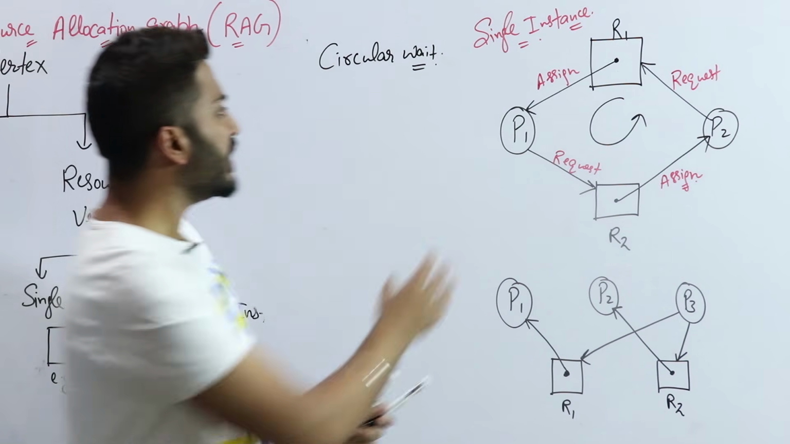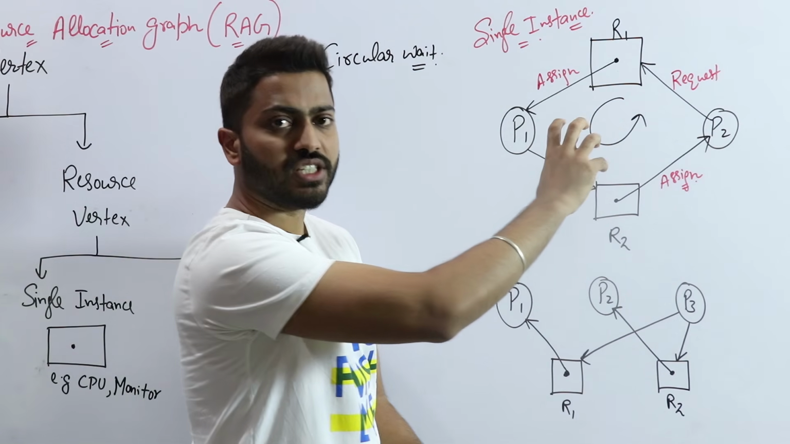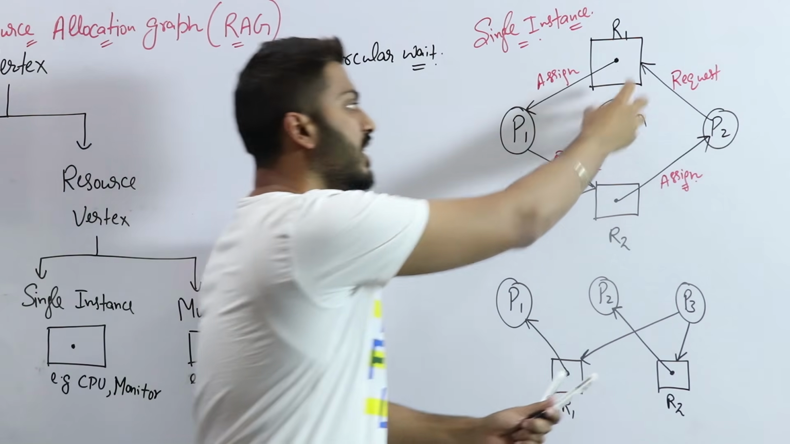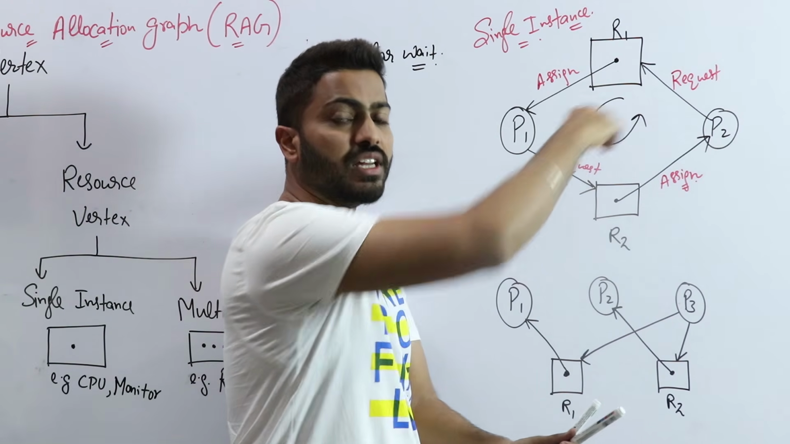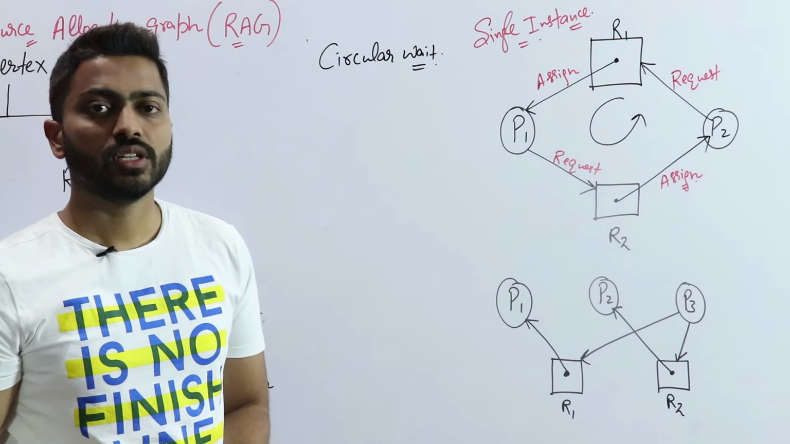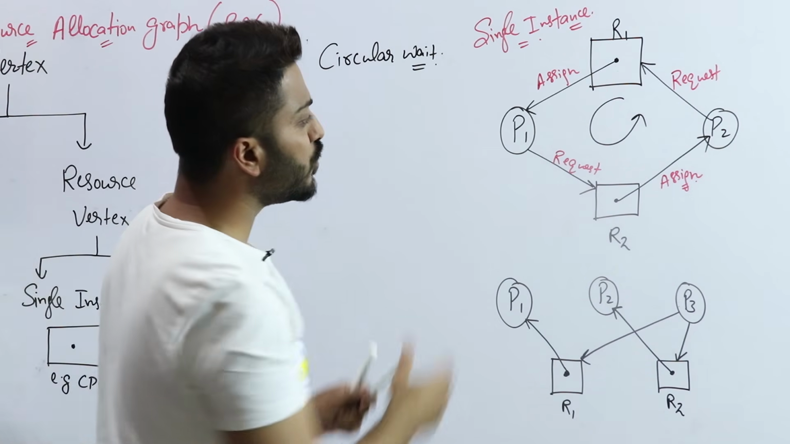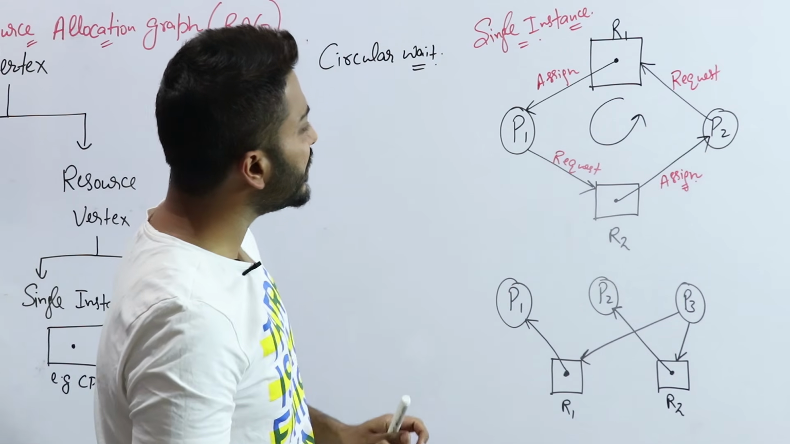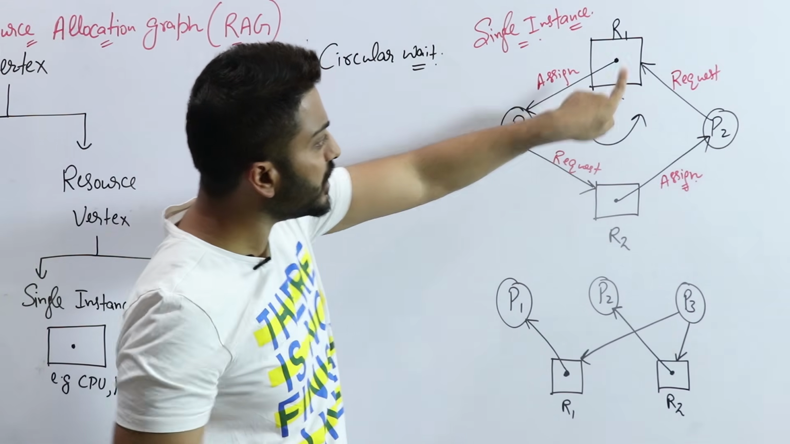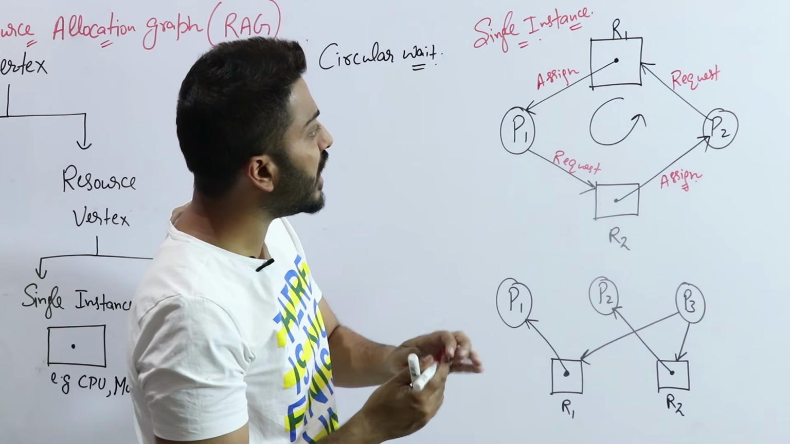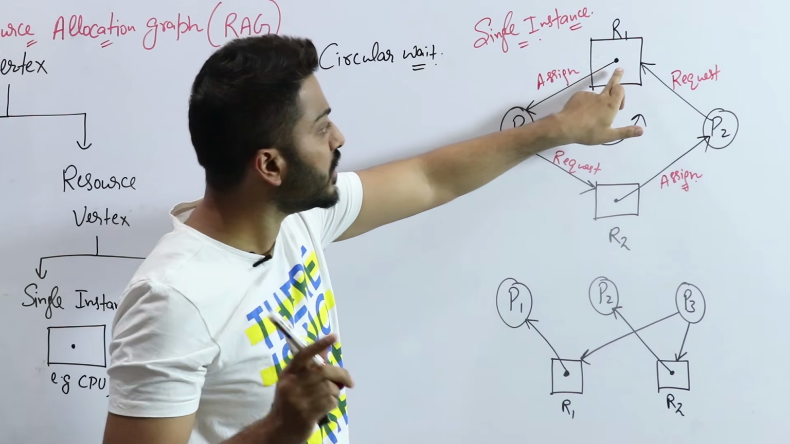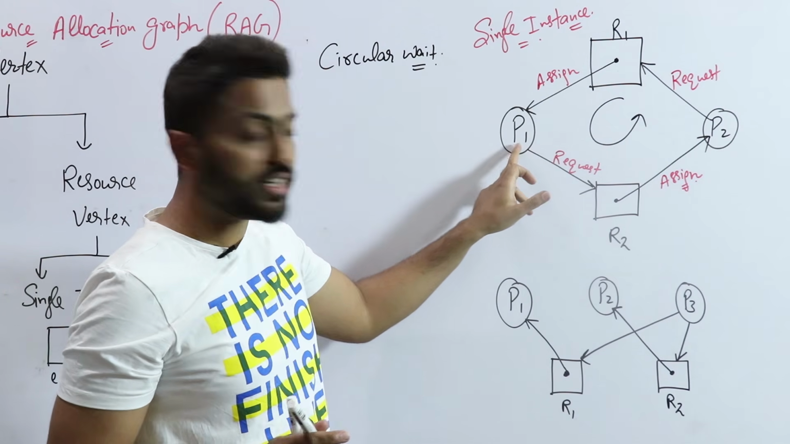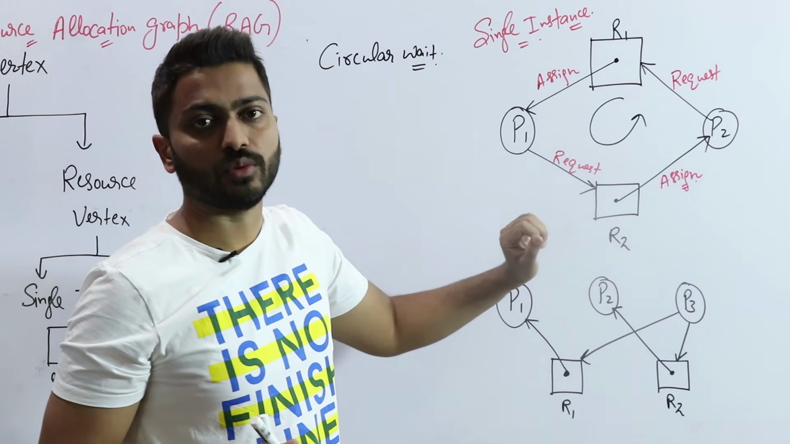So can we say if there is a cycle in the RAG, then there will be a deadlock? So let's examine this. Here we can solve it normally also by looking at the graph. We can easily say there is only one instance of R1, which is taken by P1. But P1 needs one more resource, that is R2.